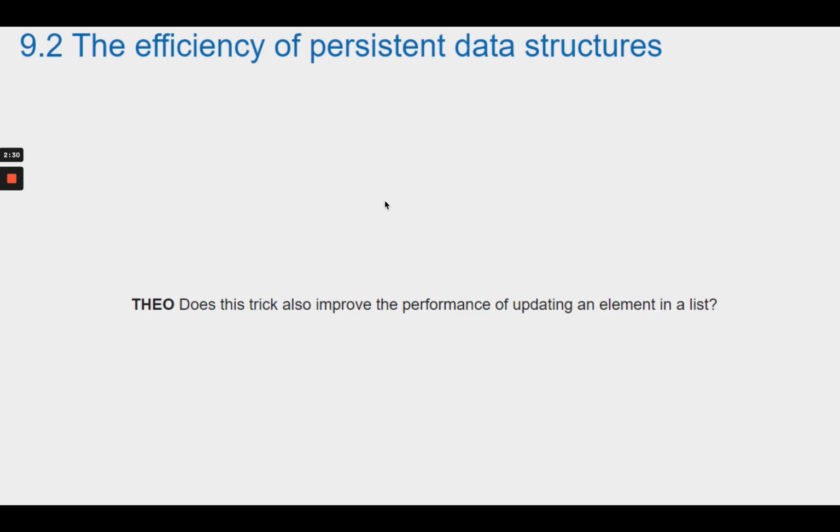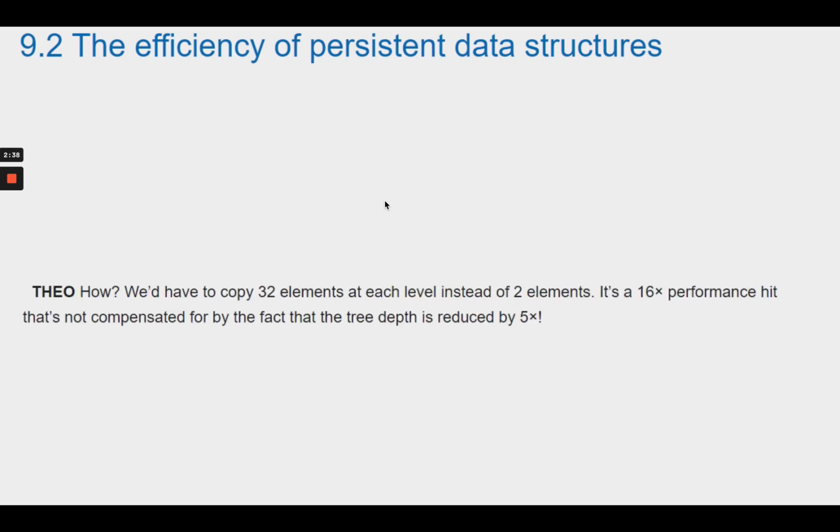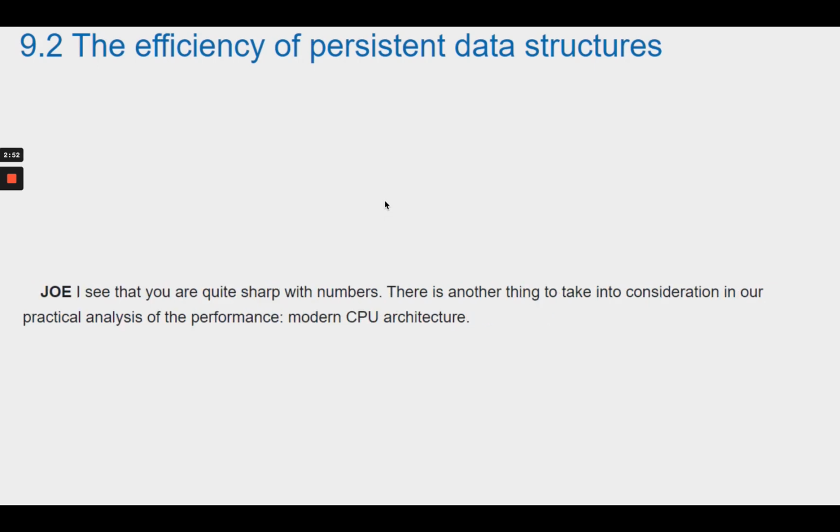Theo: Does this trick also improve the performance of updating an element in a list? Joe: Yes, indeed it does. Theo: How? We'd have to copy 32 elements at each level instead of 2 elements. It's a 16 times performance hit that's not compensated for by the fact that the tree depth is reduced by 5 times. Joe: I see that you are quite sharp with numbers.